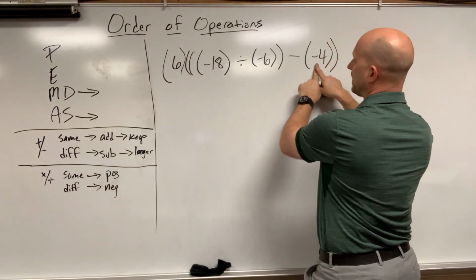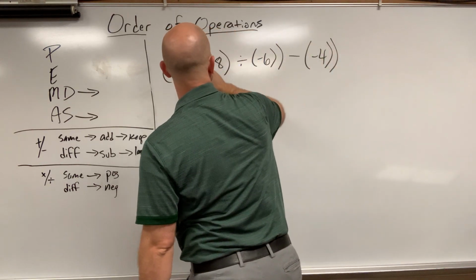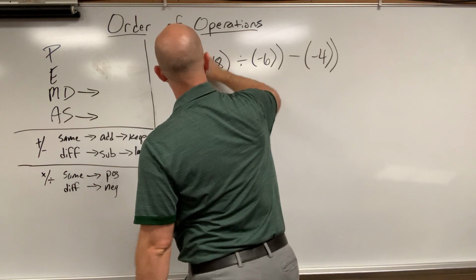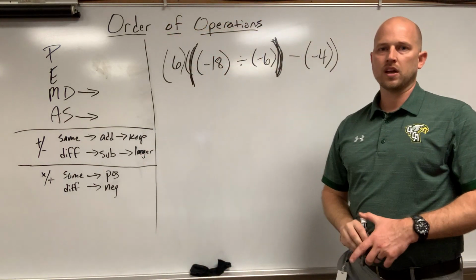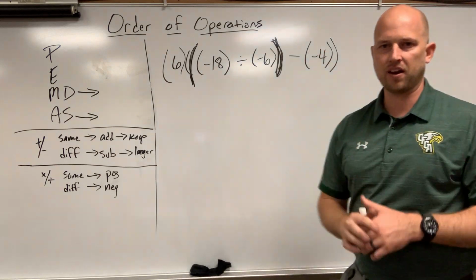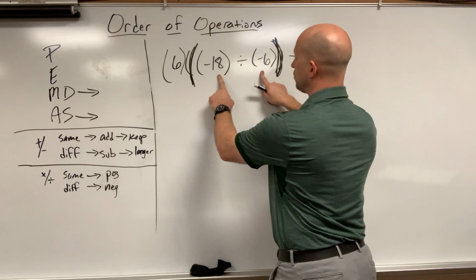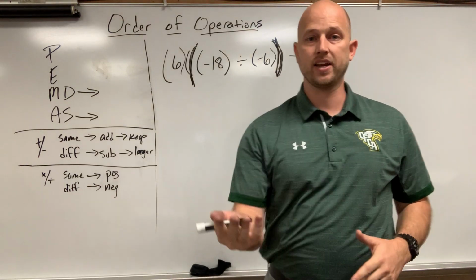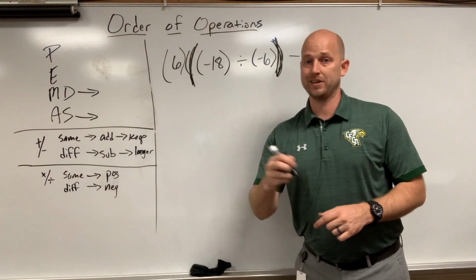This -4 has its own parentheses. And this here, let's see if I can show. This darker parentheses is where we need to start. Okay, you have to kind of work your way in and find out where's the inside to this craziness. And it's right in here. So this is what we're doing first. You take your -18 and you're dividing by -6. How many times is 6 going to 18?